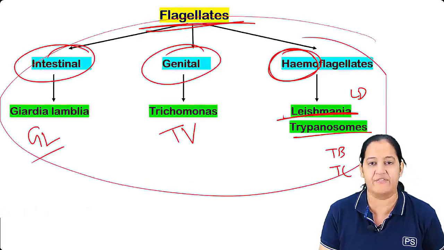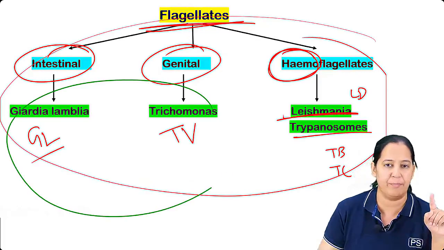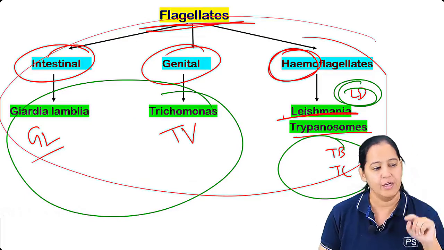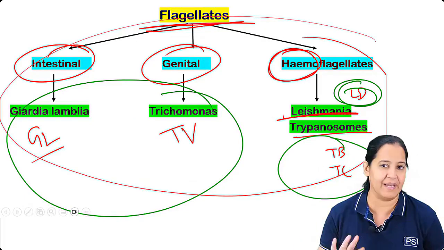Out of the 5, these 2 are already given to you, page number 2, and these 2 are already given to you, page number 3. Leishmania is missing. You can continue in the chart if you wish. Write along with me. I will give you the time.